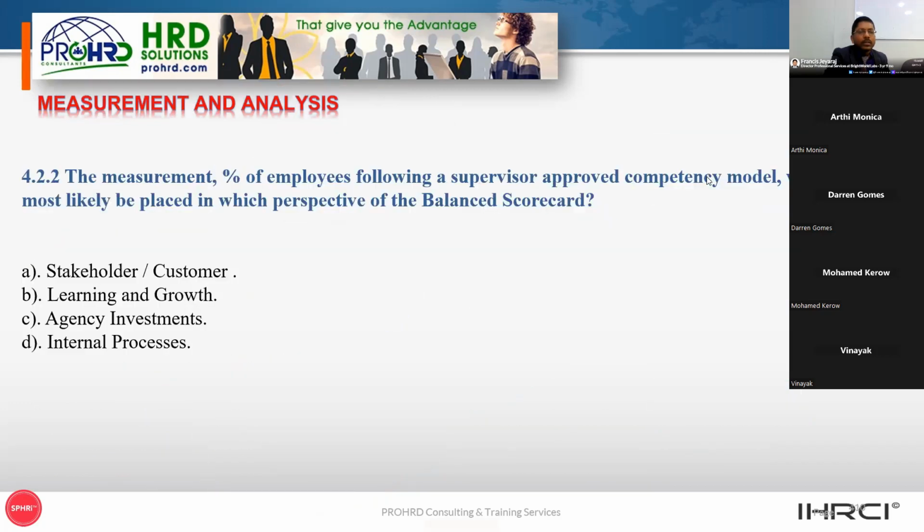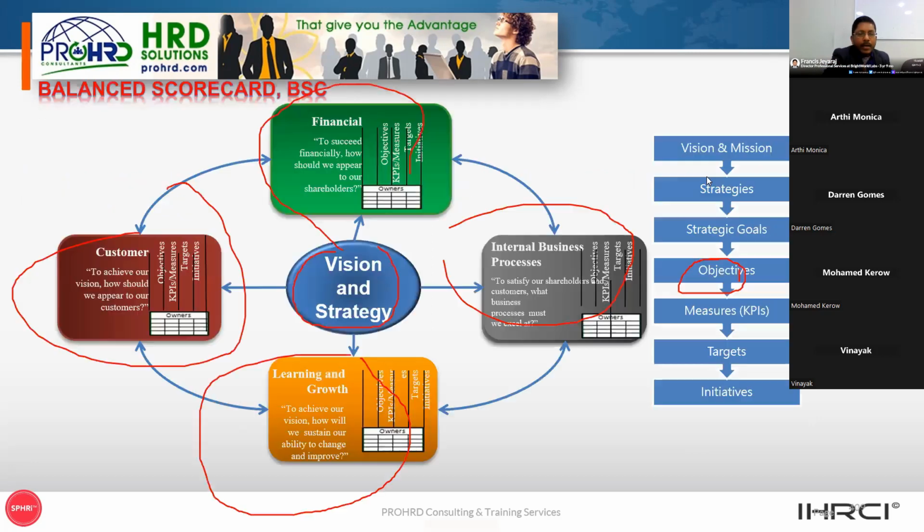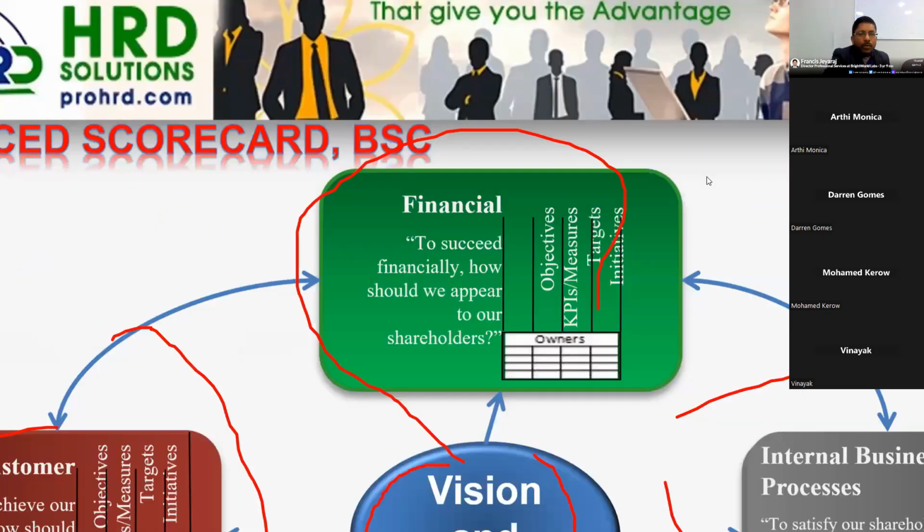So we looked at this. Then can you try to answer this? The measurement, percentage of employees following a supervisor's approved competency model, would most likely be placed in which perspective of the balanced scorecard? We talked about the balanced scorecard, right? A different perspective. We talked about financial perspective. So you look at before here. I'll focus on this.